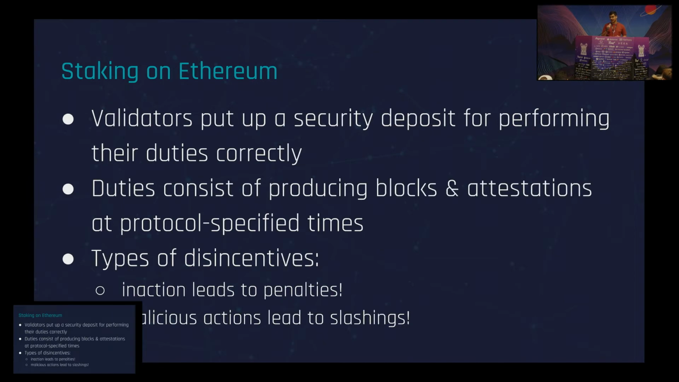So the basics of staking on Ethereum are that validators lock up a stake inside the protocol, and they are expected to perform some duties. These duties are basically producing blocks and attestations at specific times. And the reason we want them to lock up a stake is so that we can penalize them if they do something bad. So there are different types of penalties here.